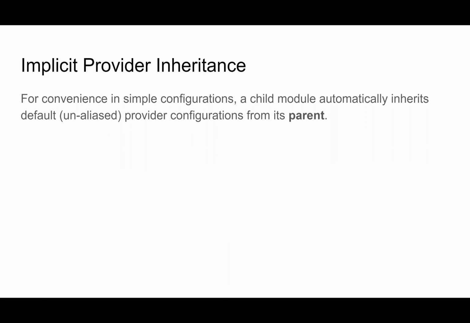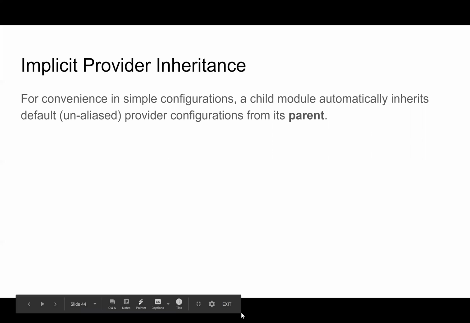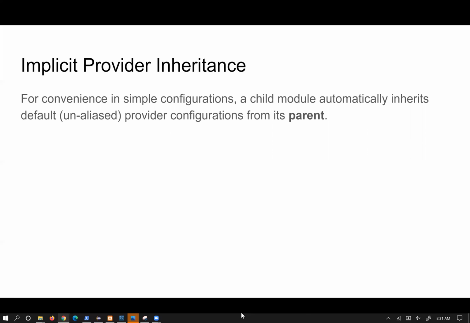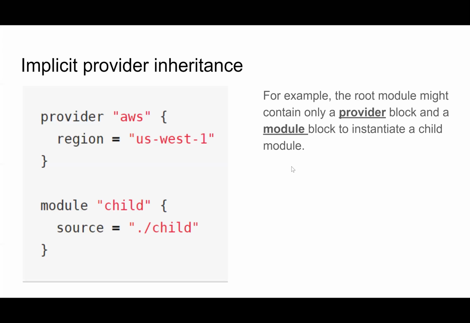Now, if we want to do implicit provider inheritance, all the modules that we're using will inherit from their parent. So here we're declaring a specific provider with an AWS region, and that provider will be passed down to this child module through inheritance.